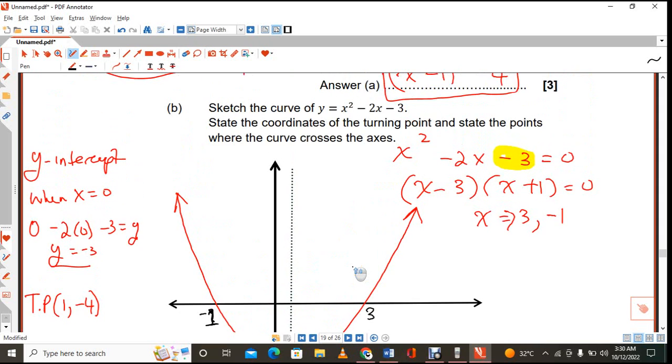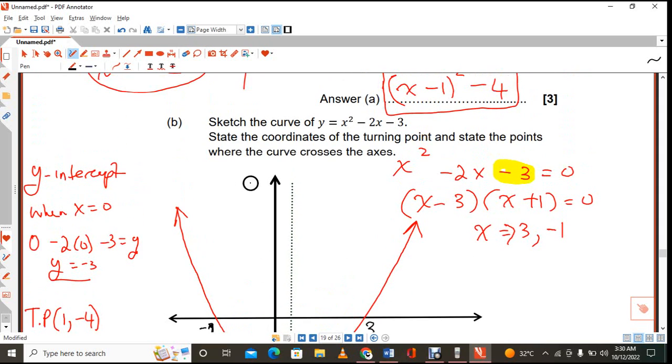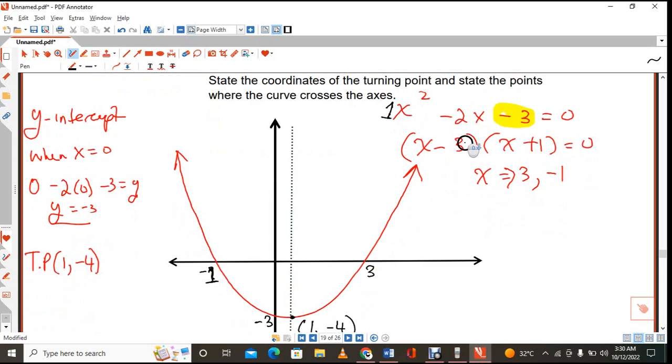And remember the graph is opening up like that because the coefficient of x squared here is +1. If it's a negative number, the graph would have taken the other shape, which means it would have closed down.